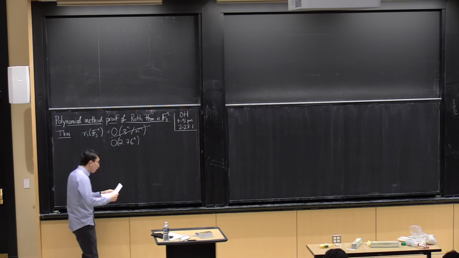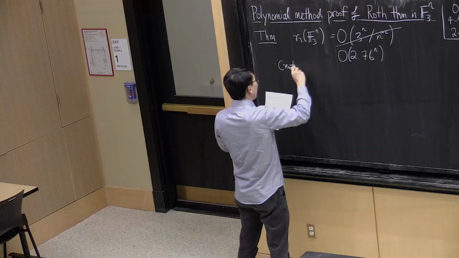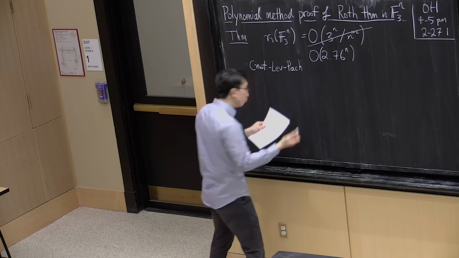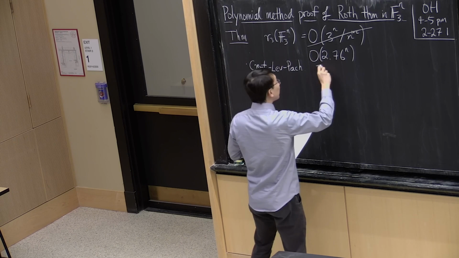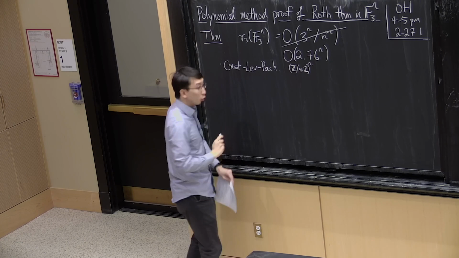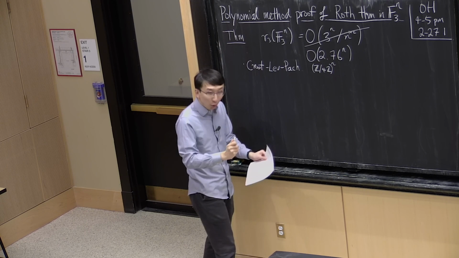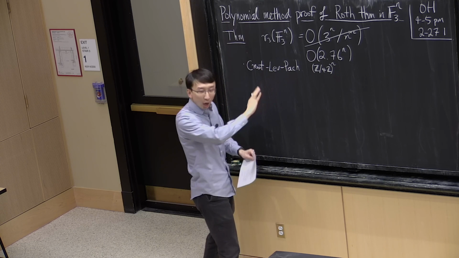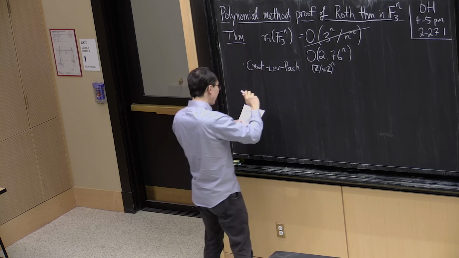This development came first, and the history is a bit interesting. Croot-Lev-Pach uploaded a paper to the arXiv on May 5th of 2016, where they showed not exactly this theorem, but a slightly different setting, in the group Z mod 4 instead of Z mod 3. This was already quite exciting, getting an exponential improvement in this setting. But it wasn't exactly obvious how to use their method to get F3. That was done about a week later.